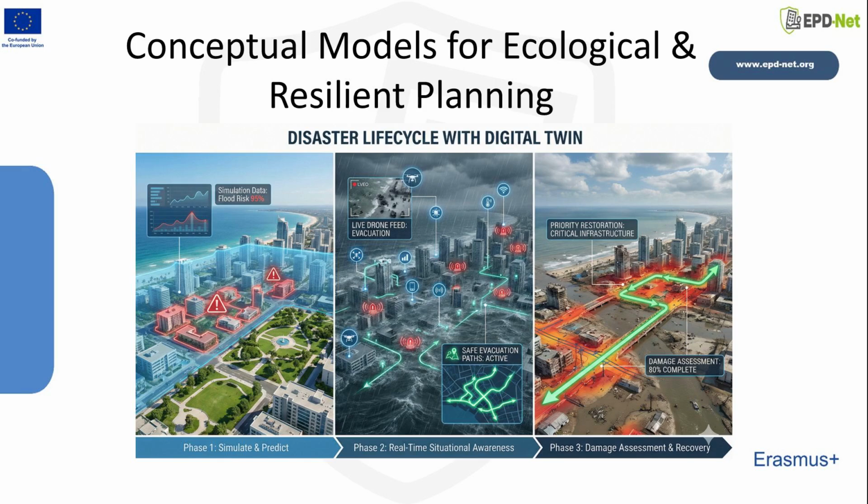Second is the during disaster phase. This is about situational awareness. When a disaster strikes, the twin fuses real-time data from drones and sensors to show exactly where the danger is right now, helping emergency teams navigate. Third is the post-disaster phase. This is about recovery. The twin helps calculate damage and plan the fastest route to restoration. In summary, this model shifts planning from being reactive, fixing things after they break, to being proactive, anticipating risks.